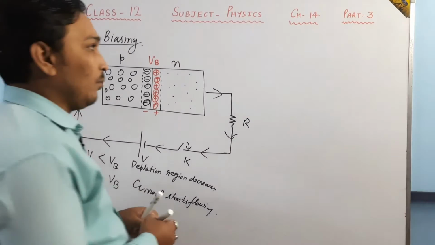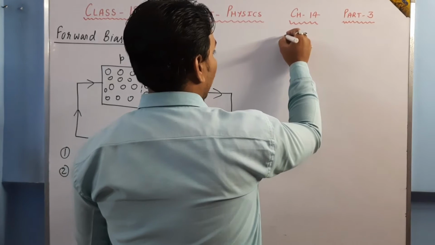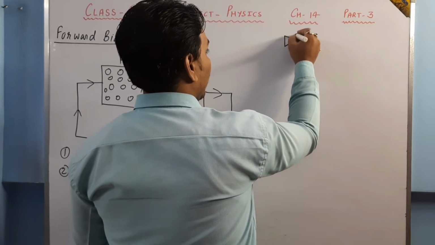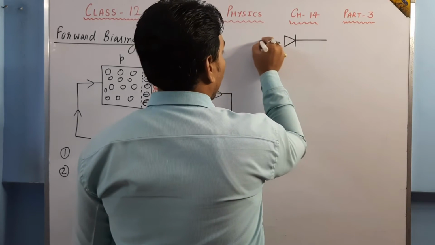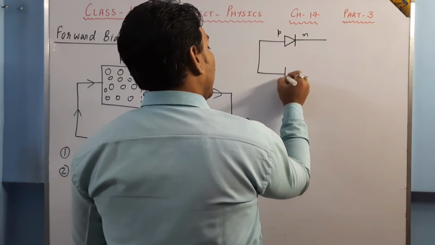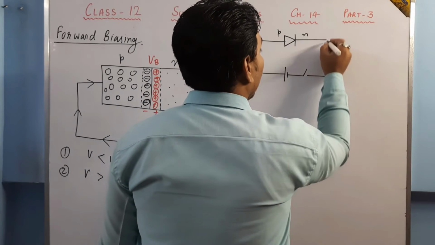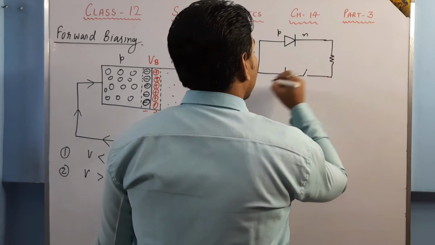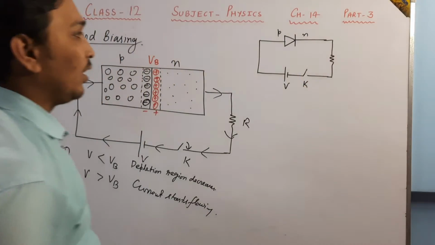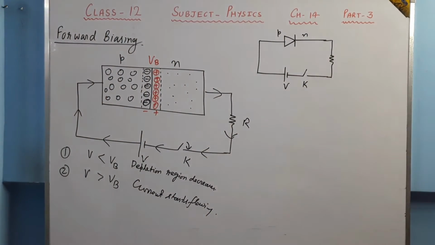When we represent the PN junction in a circuit, if I make the same circuit, the PN junction is represented like this. This side represents P, this side represents N. They are connected with a cell, a key, and one equivalent resistance I am showing for the connecting wires. So this is the same circuit I have made, but in the form of symbols.